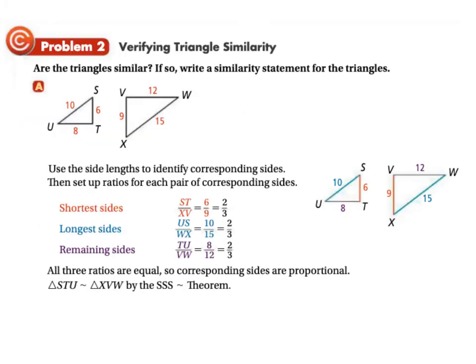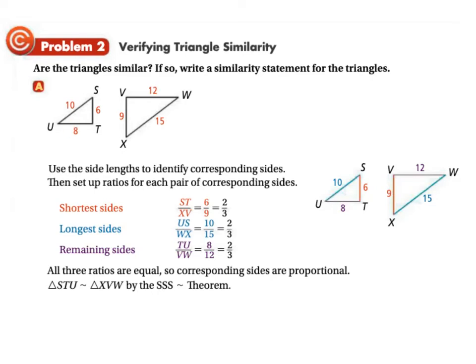Now we've just learned about side, angle, side similarity and side, side, side similarity. This is problem 2A. There's going to be another example problem in just a moment. But are the triangles similar? If so, write similarity statements for the triangles. Fun fact here, the shortest side has to match with the shortest side.